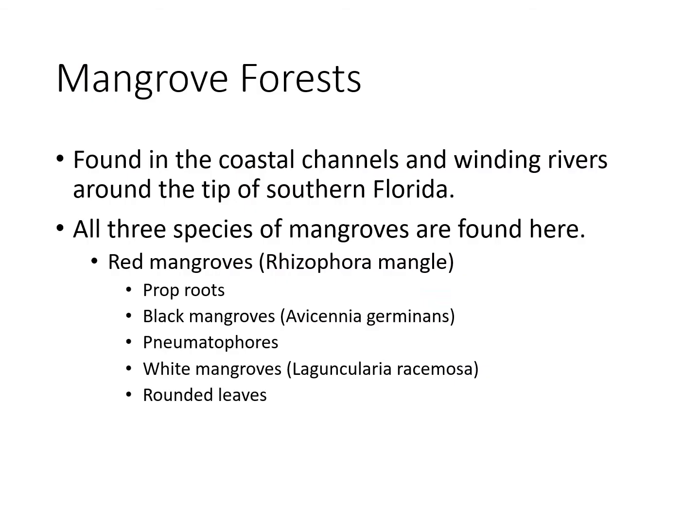The mangrove forests in the coastal areas surrounding the Everglades are on the fringes of the winding rivers in the southern tip of Florida. There are 3 species of mangroves found here: red mangroves, black mangroves, and white mangroves. I find it difficult to tell them apart, but white mangroves have rounded leaves. Red mangroves have prop roots.